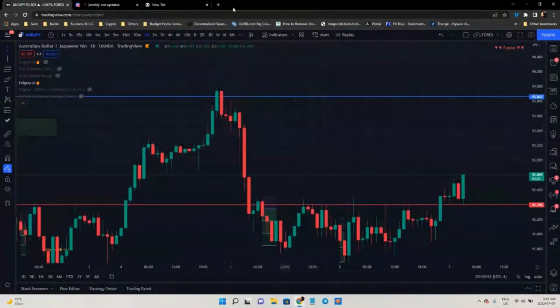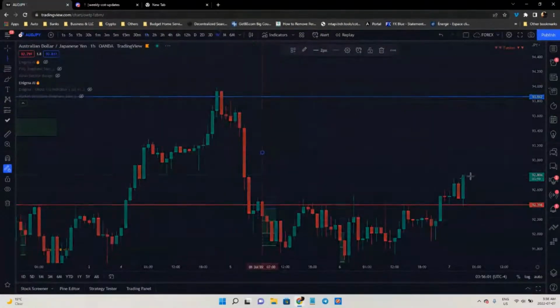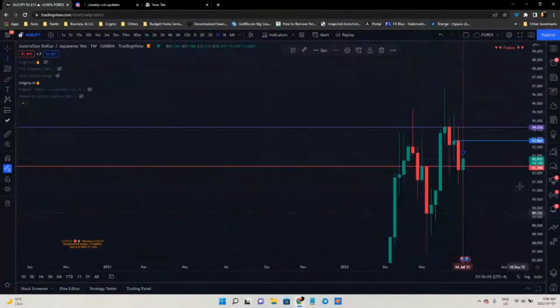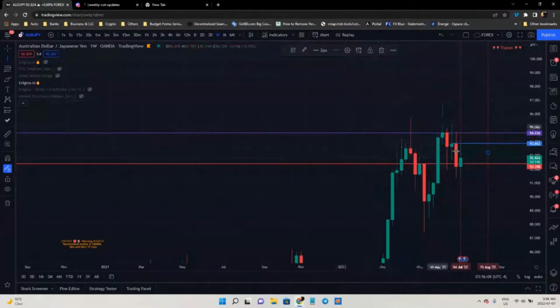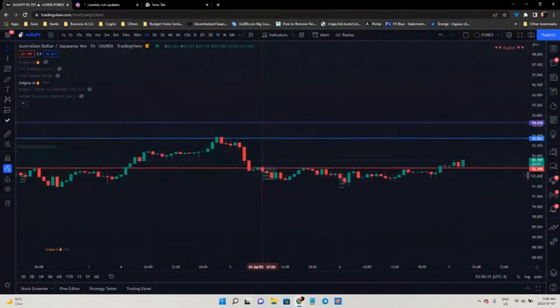Okay, same framework. Looking at the week, it was still a bearish week. We're still looking to sell because the structure was still going down, and that was the highest point the AUDJPY went. So we're expecting to trade down overall, and that's what it gives you here.